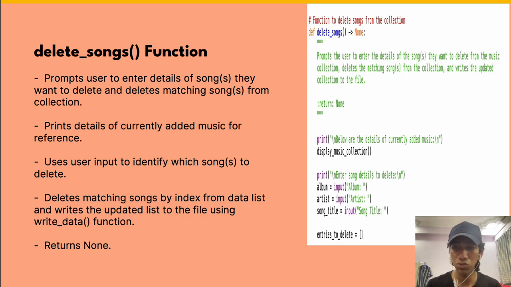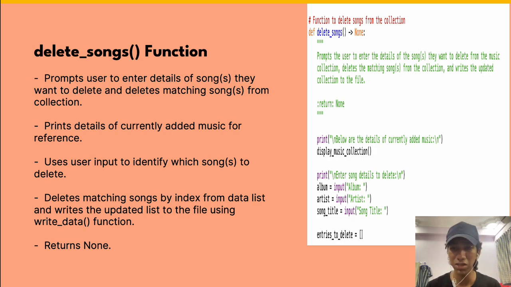The function loops through each song in the collection and checks if it matches the entered album, artist, and song title. If a matching song is found, the index of the song is added to the entries to delete list. If no matching songs are found, the function prints a message indicating that no matching songs were found. If only one matching song is found, the function deletes the song from the data list using the pop method with the index of the song to be deleted.